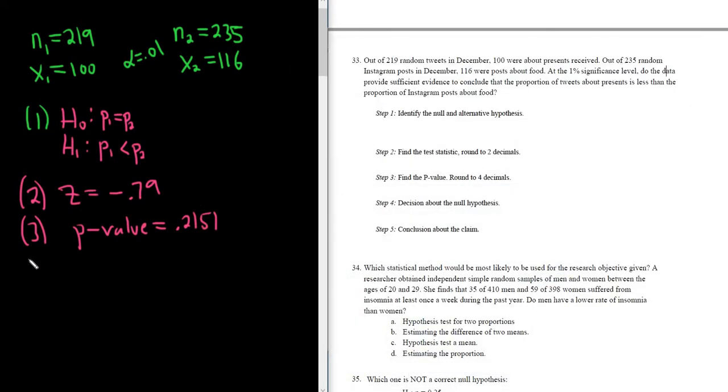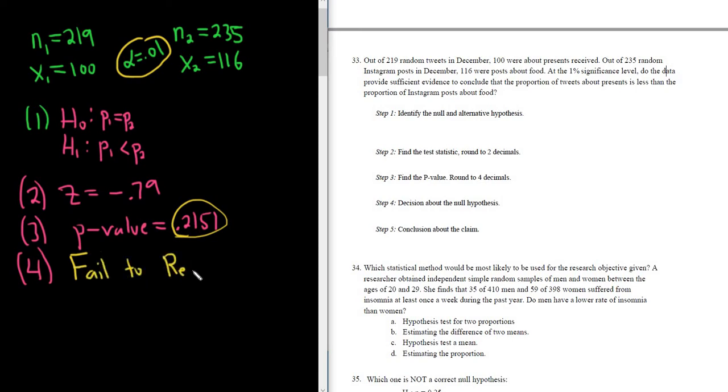This is the decision about the null hypothesis. Whenever you're making a decision about the null hypothesis, you just have to look at two things: the p-value and alpha. If the p-value is less than or equal to alpha, you reject. If it's bigger, you fail to reject. In this case, the p-value is bigger than alpha, so we fail to reject H0, because it's bigger. If the p-value is smaller than or equal to alpha, then you reject H0.